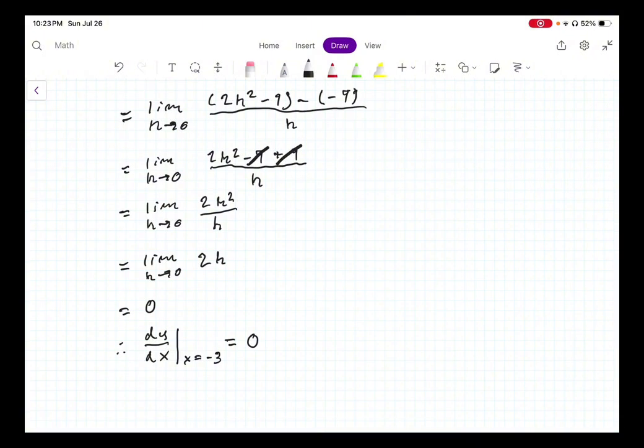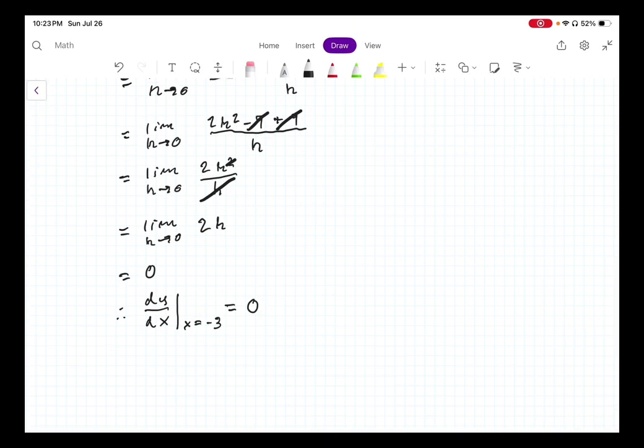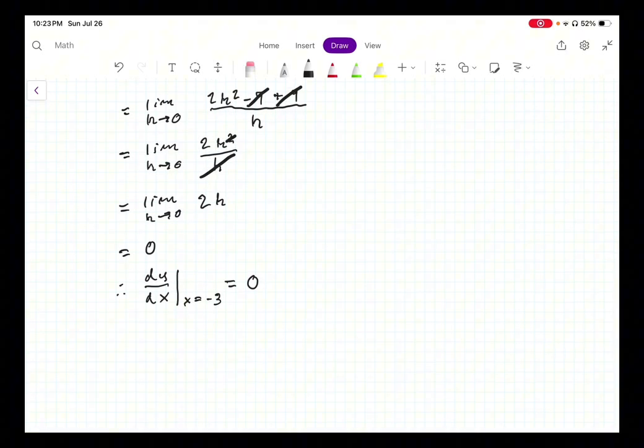Now we want to get rid of the h on the denominator because we're trying to sub in 0 for h. So if we cancel that out, and we can't sub in h right now because it would be undefined. So we'd cancel those, and then we're left with the limit as h approaches 0 of 2 times h, and then we just sub in 0 for h, which gives us 0. So then we can say dy over dx, plugging in negative 3, is equal to 0. And then this is the instantaneous rate of change of our function at x equals negative 3.